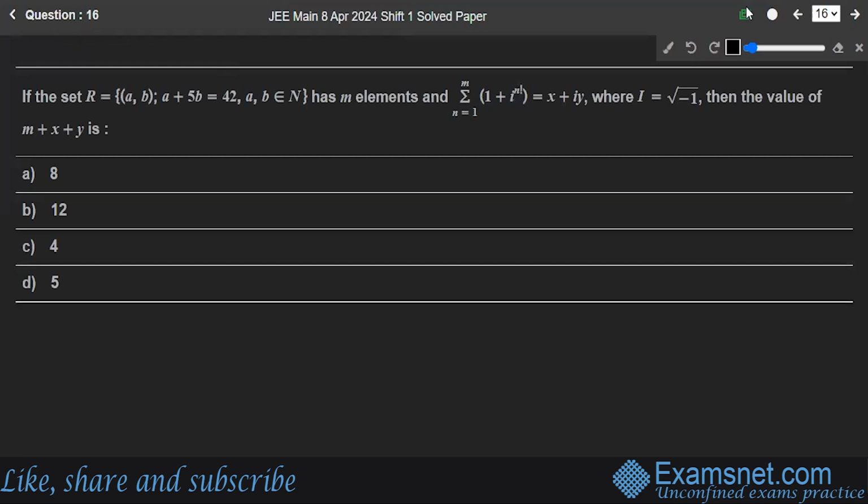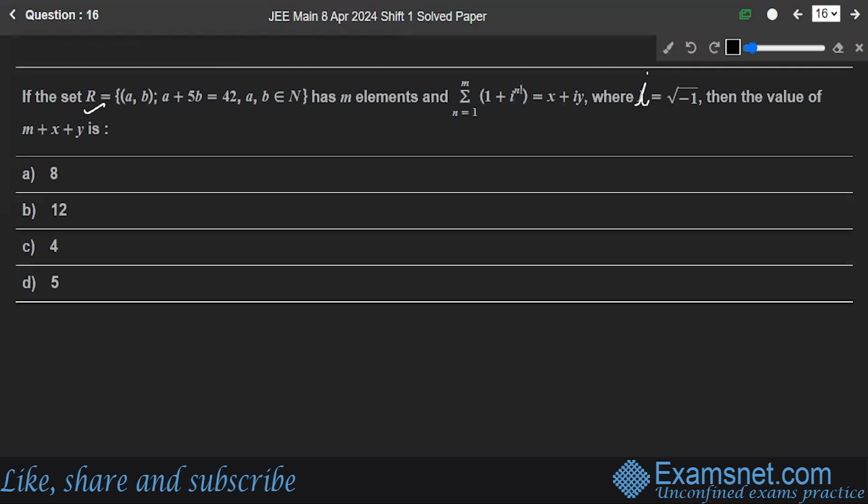Question number 16. If the set R has elements (a, b), these are ordered pairs such that a plus 5b is equal to 42 and a, b belong to the natural numbers, and it has m elements, and this where i represents the root of -1, then what is m plus x plus y? Actually, this should be iota only. Okay, let's go. So first thing, let's pick up the set R.